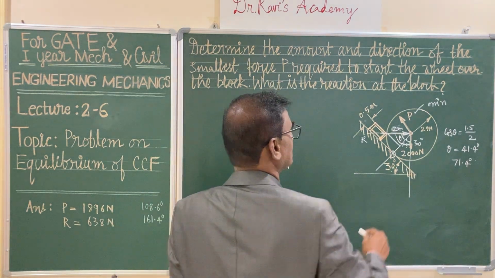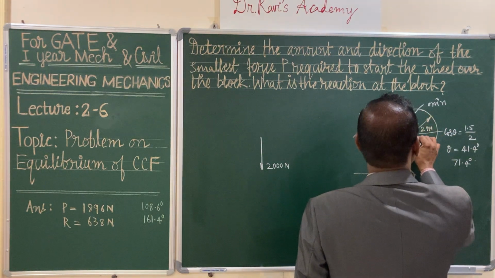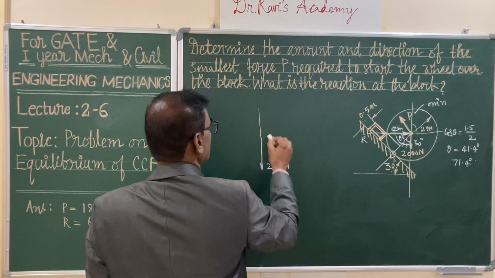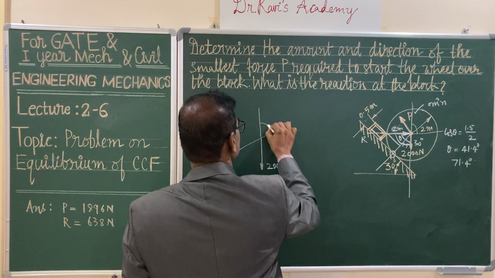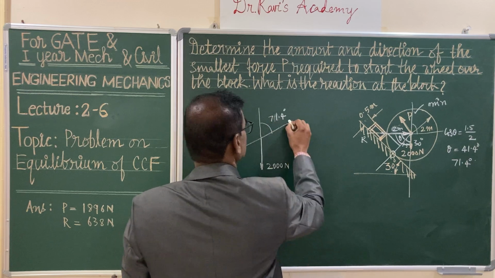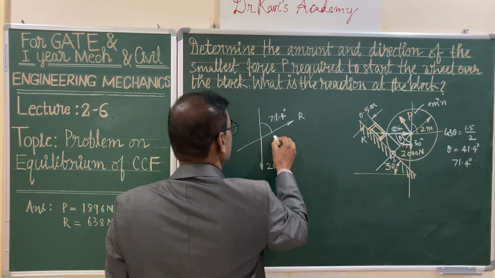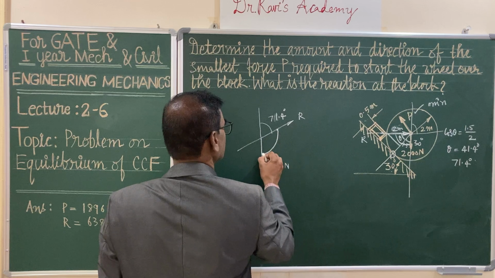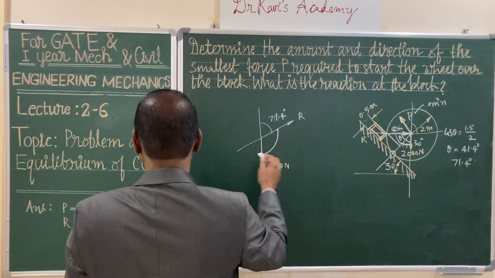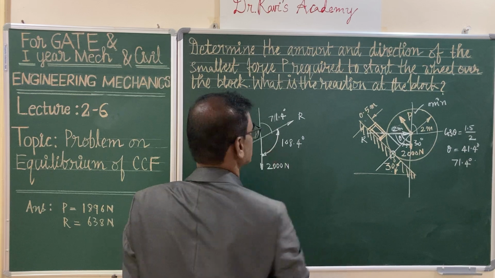And the angle between the vertical and the reaction, if you extend this, becomes 71.4 degrees, the angle between these two. So this is the reaction R. And the moment you calculate this angle, it is 180 minus 71.4. So this angle is 108.4 degrees, the angle between these two forces.